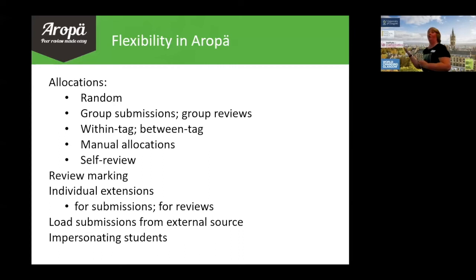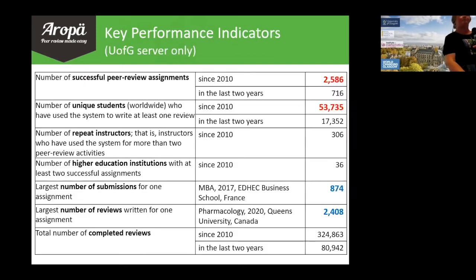And then there's a whole load of administrative things that the instructor can do, like give extensions to students, both for submissions and for reviews. You can load submissions from an external source. You can impersonate students. We find this is a very useful feature so that you can see exactly what a student sees. So when a student says, oh, it's not working for me, you can actually find out exactly why it might not be working or what they have or haven't done right.